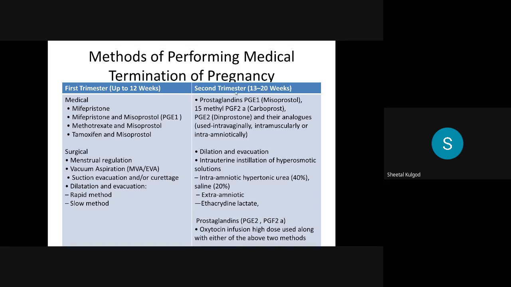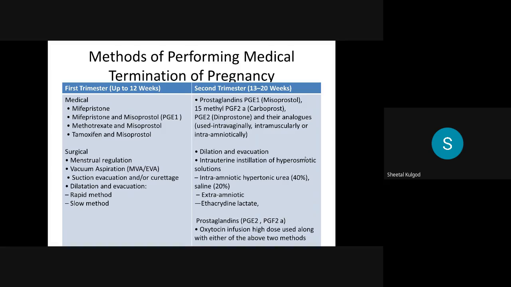In the second trimester, that is between 13 to 20 weeks, the drugs which are used for termination include prostaglandins mainly, that is PGE1, that is misoprostol, 15-methyl PGF2 alpha or carboprost is also used, and PGE2, that is dinoprostone, which comes in the form of gel, can also be used for ripening of the cervix and termination, and also their analogs.